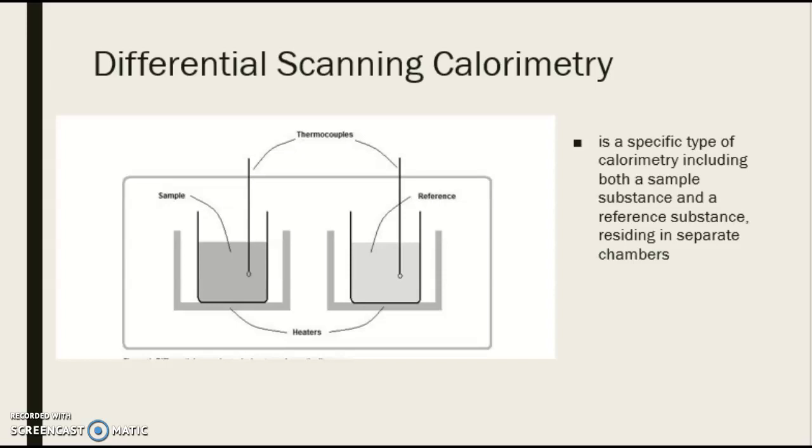So DSC measures differences in the amount of heat required to increase the temperature of a sample and a reference as a function of temperature. So it is a technique that we use to study what happens to polymers when they're heated. So we use it to study what we call thermal transitions of a polymer.